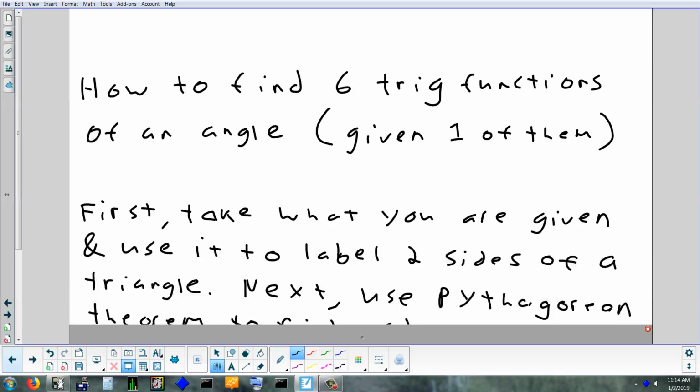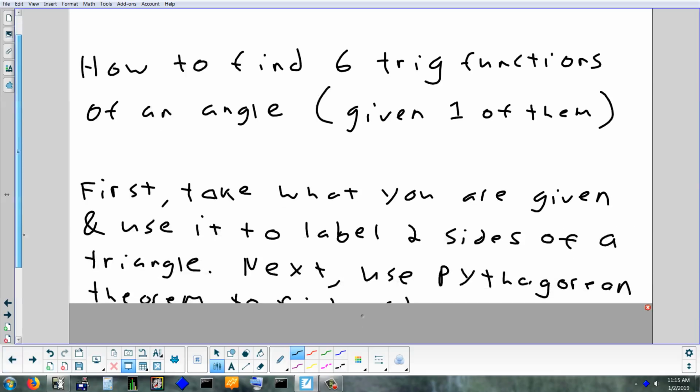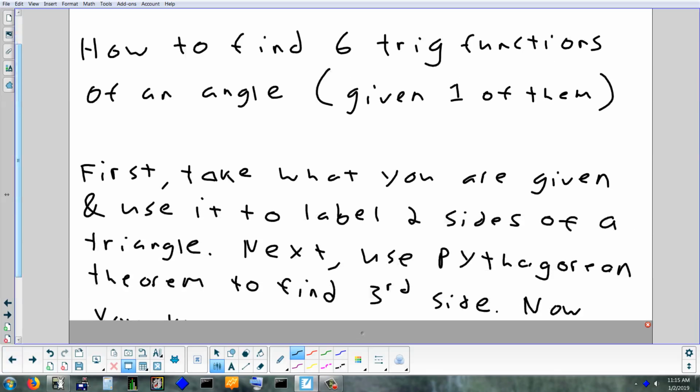So that means you're getting 2 out of 3 of the sides automatically. So I'm going to take the information that they give me, use it to label 2 of the sides in a triangle, and then using the Pythagorean theorem, we can figure out the 3rd side. So like if the problem gives me cosine, I know cosine is adjacent over hypotenuse. So I can draw a triangle, label the adjacent, label the hypotenuse, and then use the Pythagorean theorem to get the 3rd side.